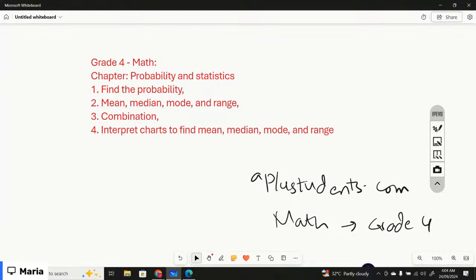We're going to start with the chapter probability and statistics. The lessons we're going to cover today are find the probability; mean, median, mode, and range; combination; and interpret charts to find mean, median, mode, and range. Please make sure you have your notebook and pencil so that you can note down the important examples and definitions as well.